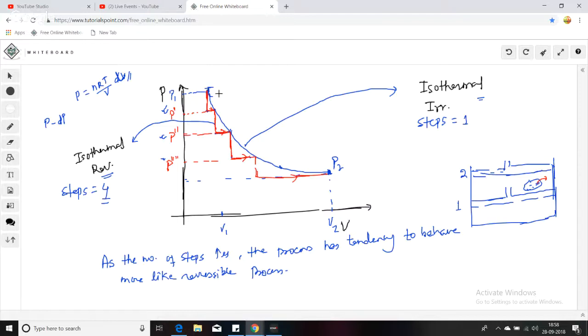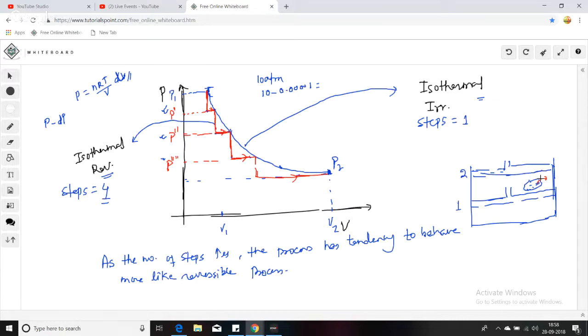Suppose we have 10 atmospheres of pressure initially. From 10, if you decrease the pressure by 0.00001, then also some expansion happens. Again, you decrease the pressure further by 0.00001, then also some expansion happens. That's why we say it has an infinite number of steps possible.